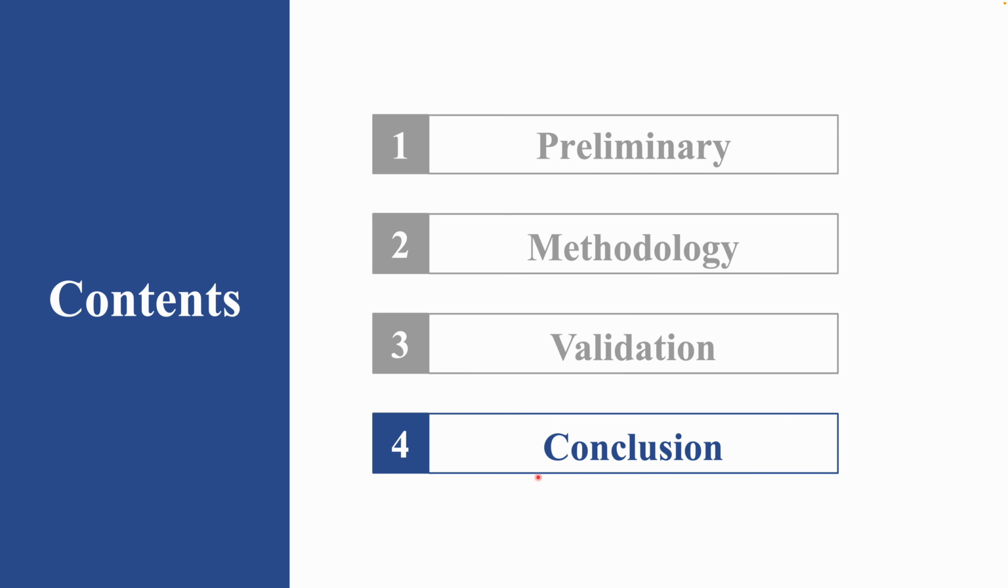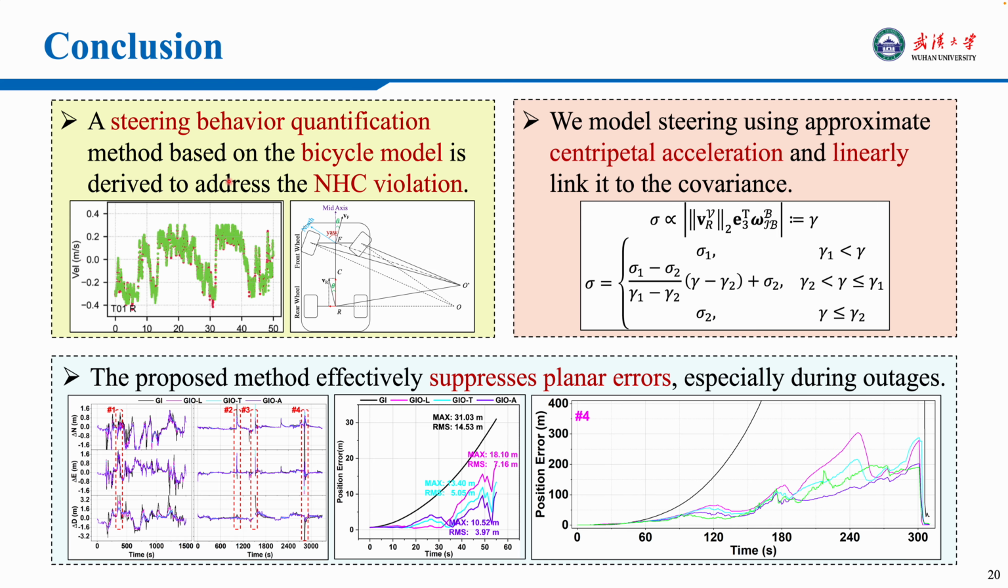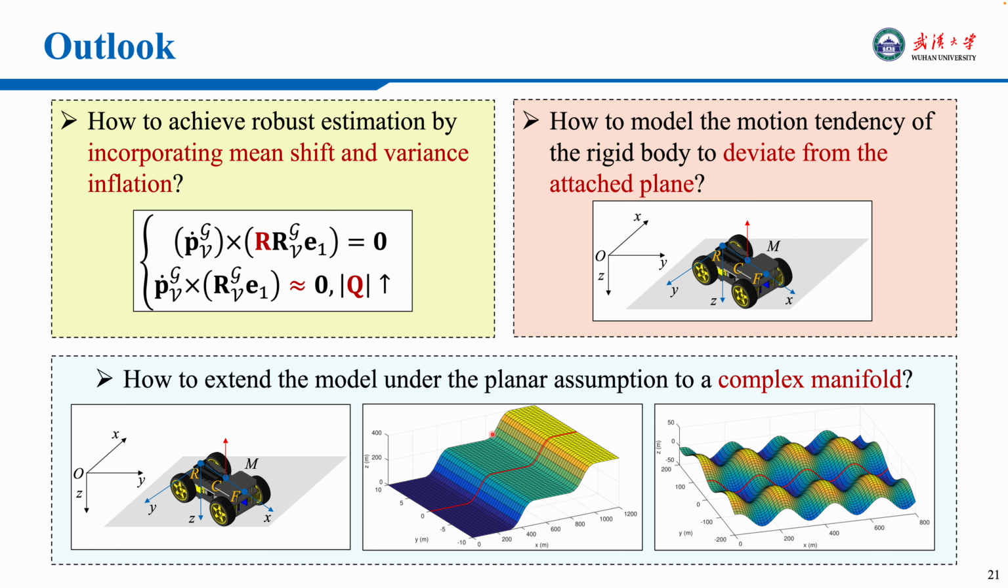Now I'll give a short summary and share some future directions. To address the failure of the NHC and the complex planar motion, we proposed a method to quantify driving behavior based on the Basel model. The derived quantity approximates real-world centripetal acceleration, and we linked its magnitude linearly to the covariance. Results showed that the proposed method can improve planar positioning accuracy.